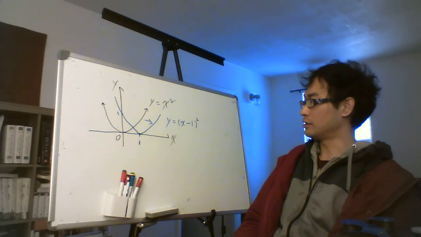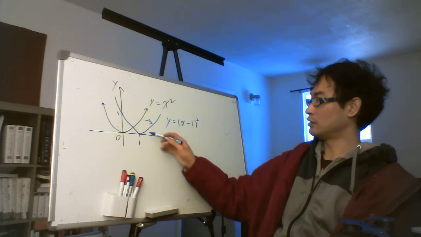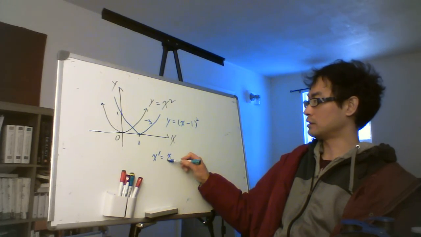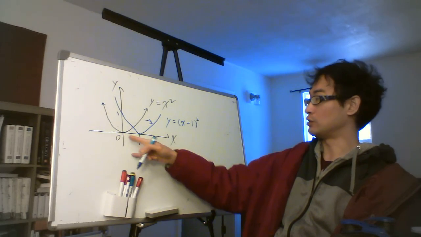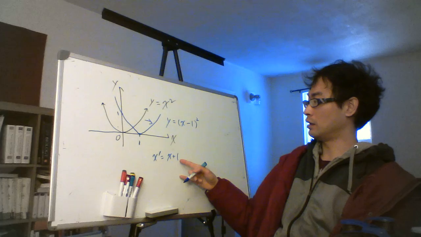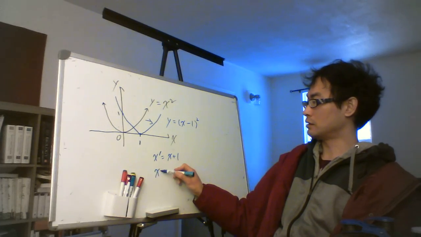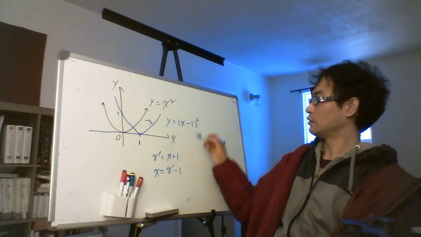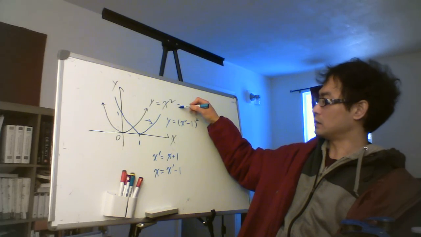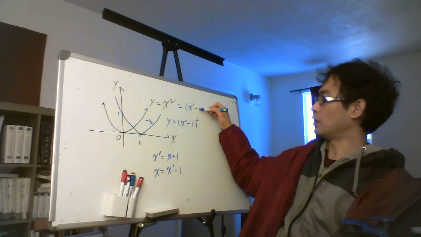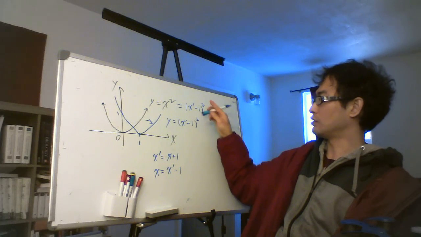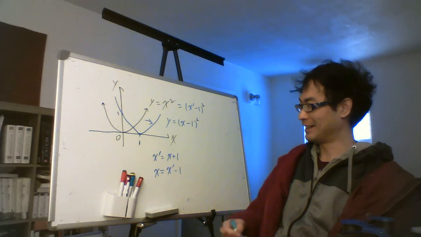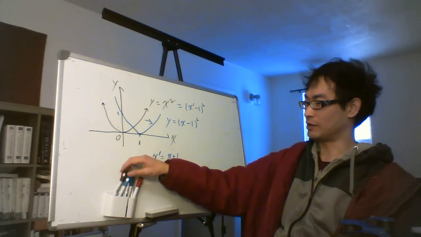Why? Because this new x, we'll call it x prime, right? So x prime is equal to x plus 1. When x was 0, now it's 1. Okay? So, what is x? x prime minus 1. Right? So this guy becomes x prime minus 1 squared, and we just get rid of the prime. So it's kind of like a coordinate transformation.